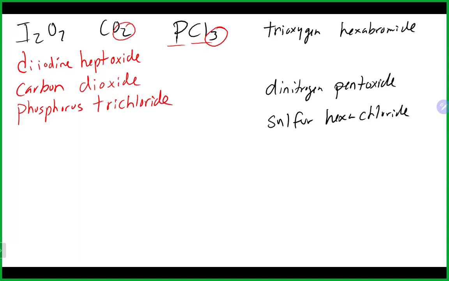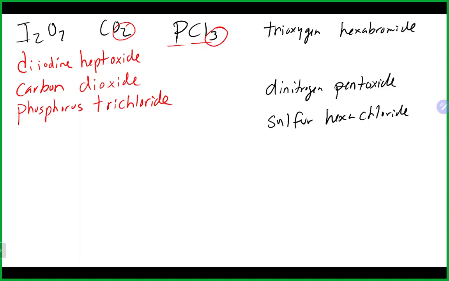No. So this is where we use prefixes. Again, nowhere else. The easiest of any naming you'll ever do is this one coming up right here. This is probably the easiest of it all. I see tri, I see hexa. That makes me think type 3. I don't have to worry about anything other than write what it says.